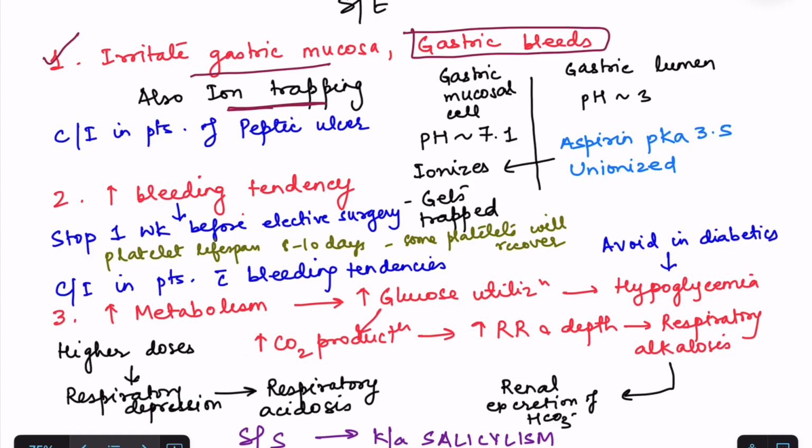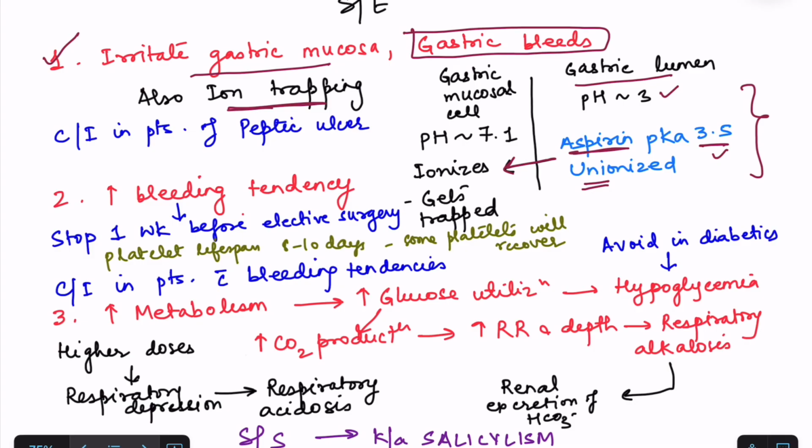So what happens is that gastric lumen pH is 3 and aspirin has a pKa of 3.5. So in this state, where the pH of the medium is about the same as the pKa of aspirin, aspirin is in unionized state. Now it can easily cross through the barrier because it is unionized. Ionized means it cannot easily cross through the barrier. Unionized means it is lipophilic, it will easily cross through the barrier.